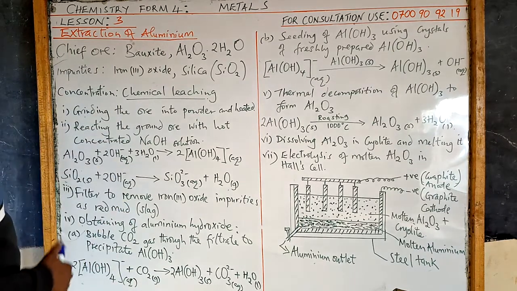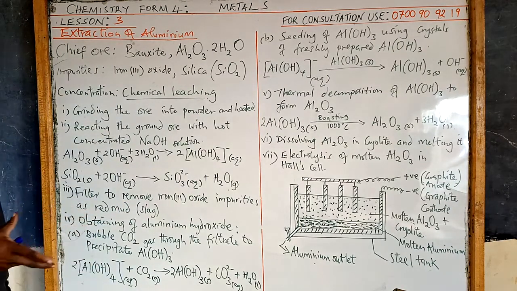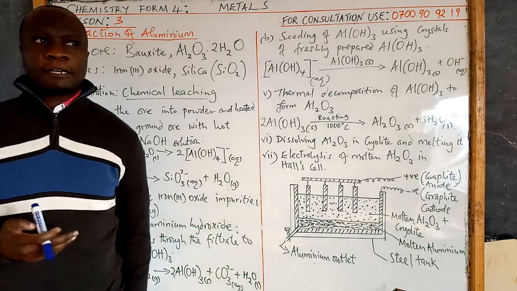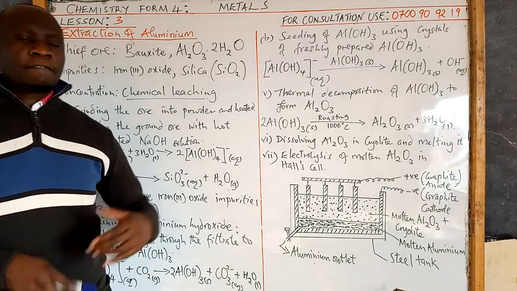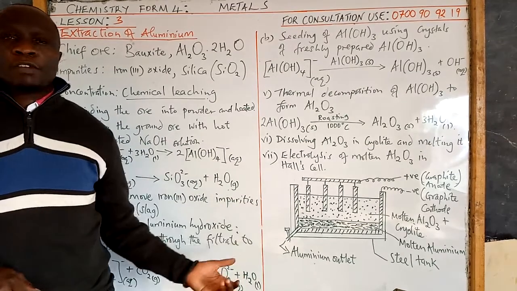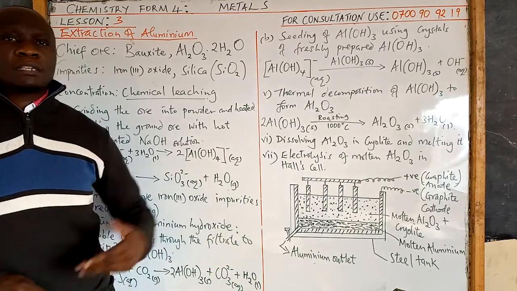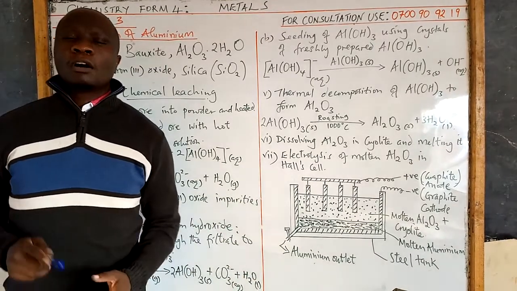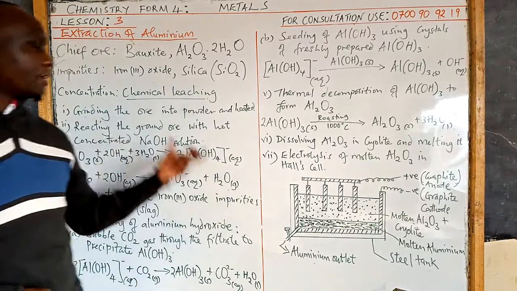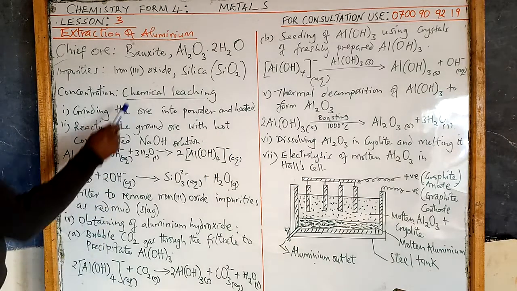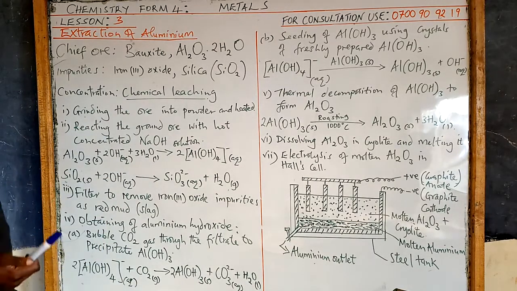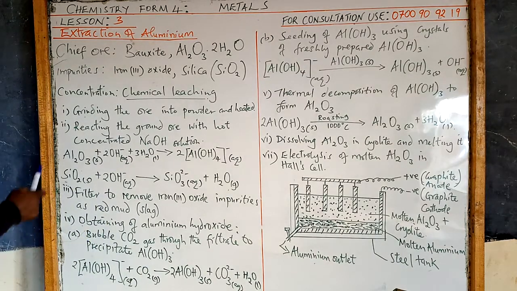So concentration is by chemical leaching, and that does not mean that we have forgone all those other steps. Remember, we said generally after mining there will be removing of magnetic materials, washing to remove the gangue or the earthy materials, and then we have this part of concentration. So aluminium is not concentrated by froth flotation but by chemical leaching, and I'll explain more on chemical leaching, giving the example of aluminium.